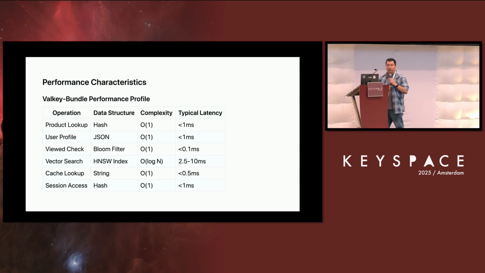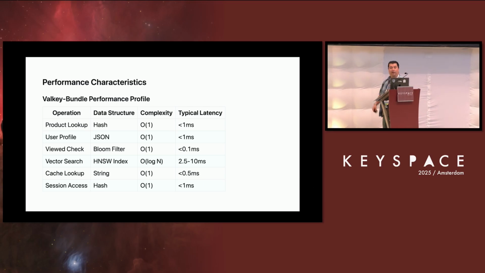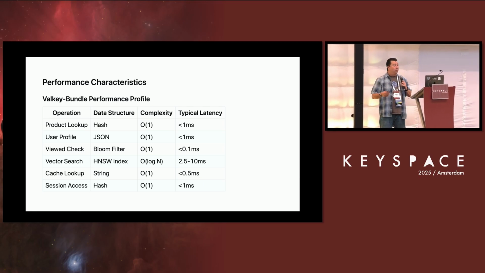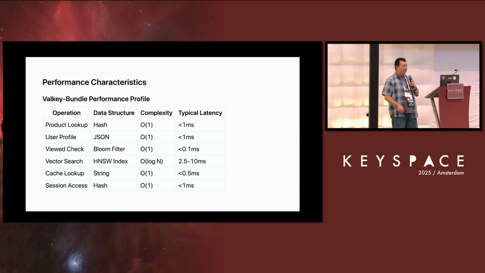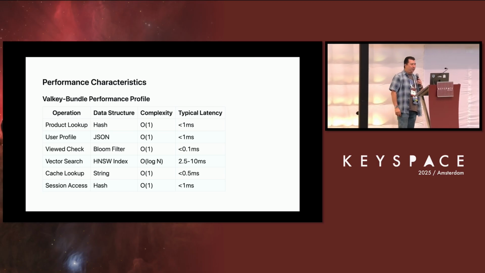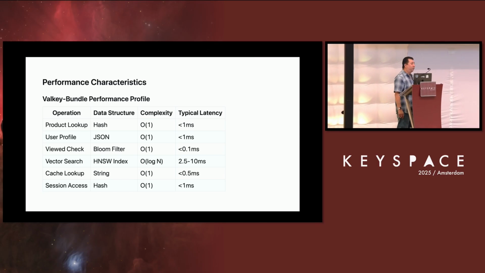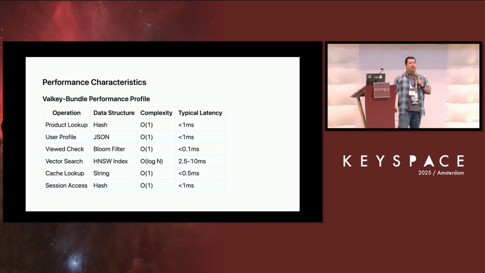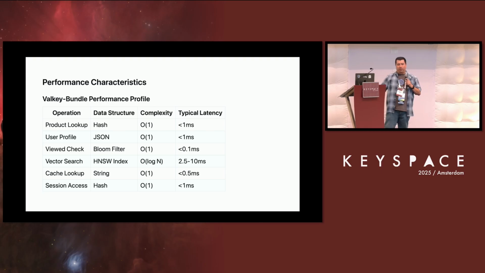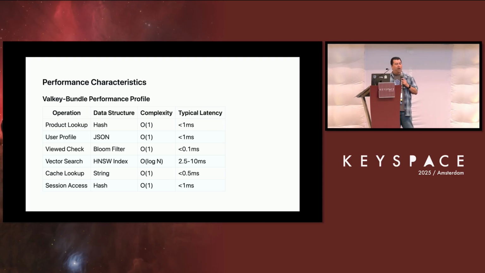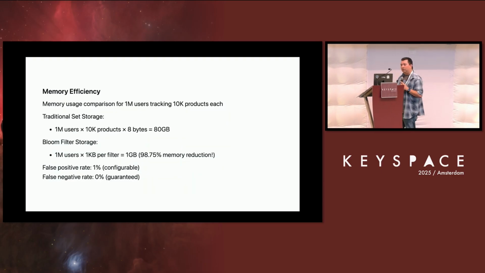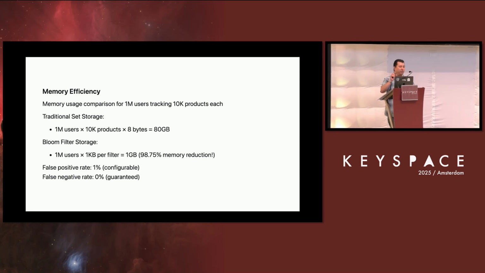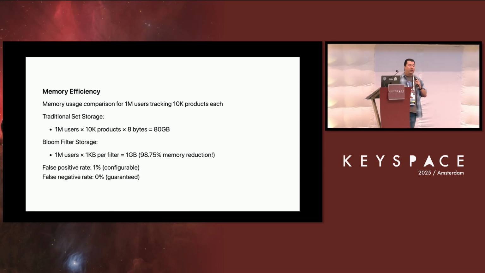These are some of the metrics, some performance characteristics. The whole concept of having an in-memory store is that it's extremely fast. Most of the O(1) operations are under a millisecond, and in the case of the vector search functionality, it is the fastest vector database, but it's still going to be, I don't know, between 1, 2, up to under 10 milliseconds. And in the case of the Bloom filters, we saw how we were keeping track of the products that the user has seen.